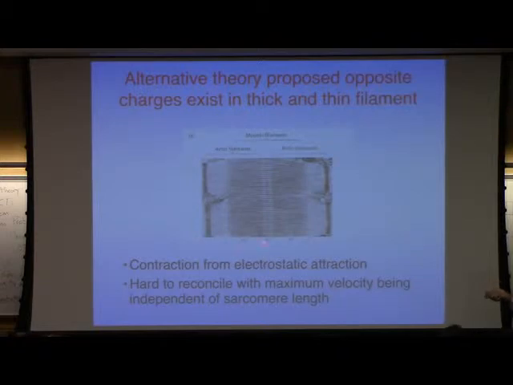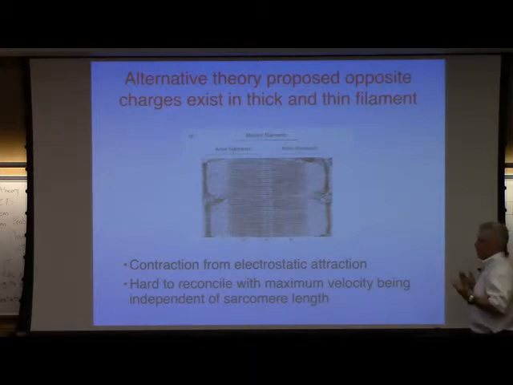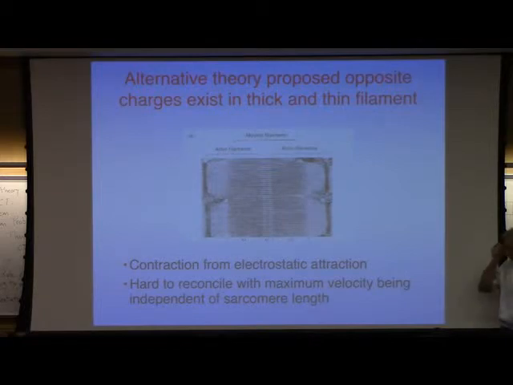Because you can imagine if you had positive charges on one filament and negative on the other, as you change the amount of overlap, the amount of force would change. And actually, if you had full overlap, probably force would go away because you actually have the charges as close together as possible. But in muscle, it's very different, right? Full overlap gives you full force. So that's really why we came up with sliding filament theory.